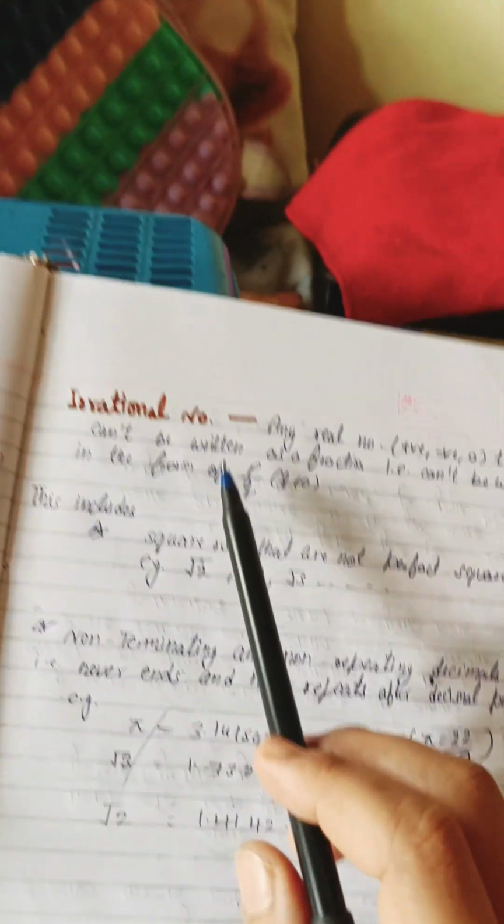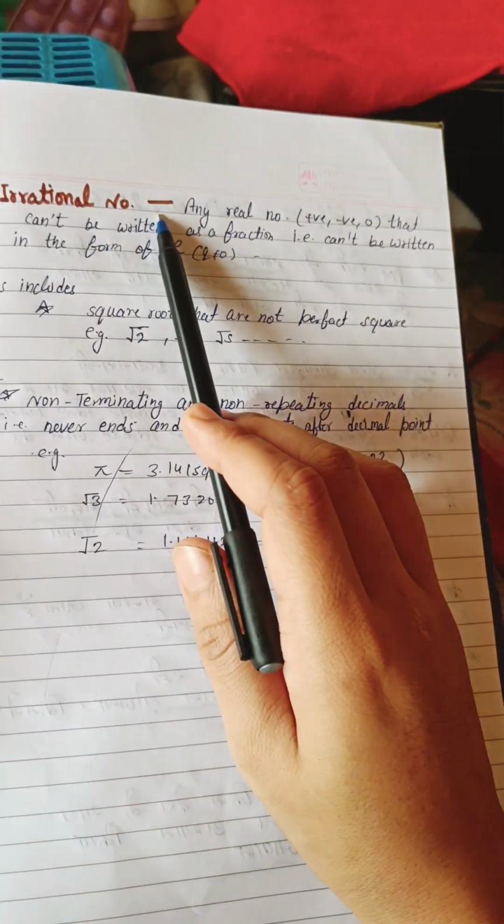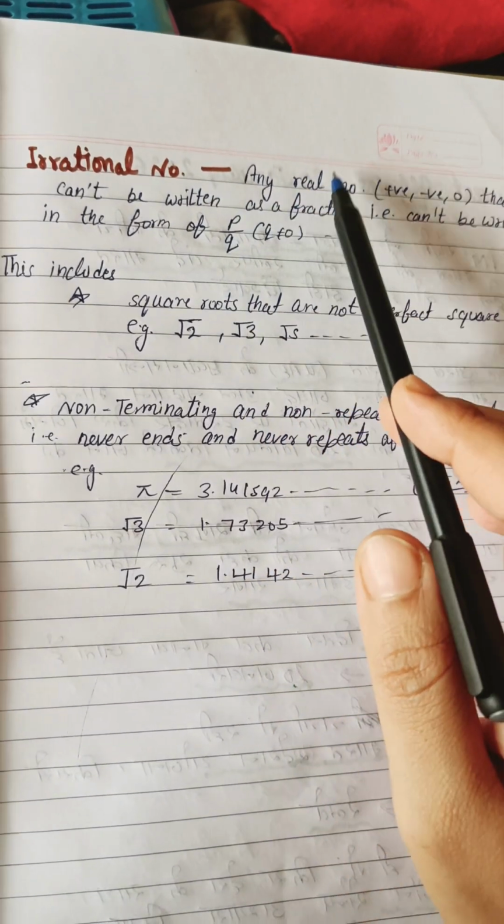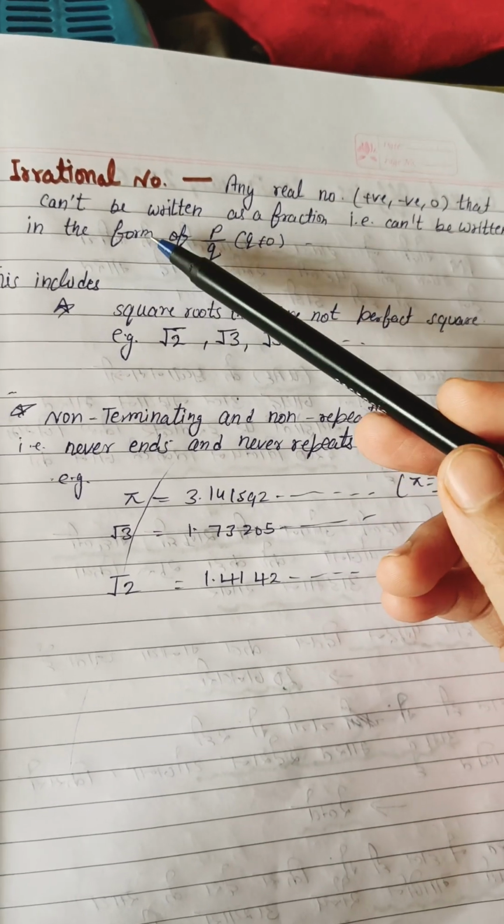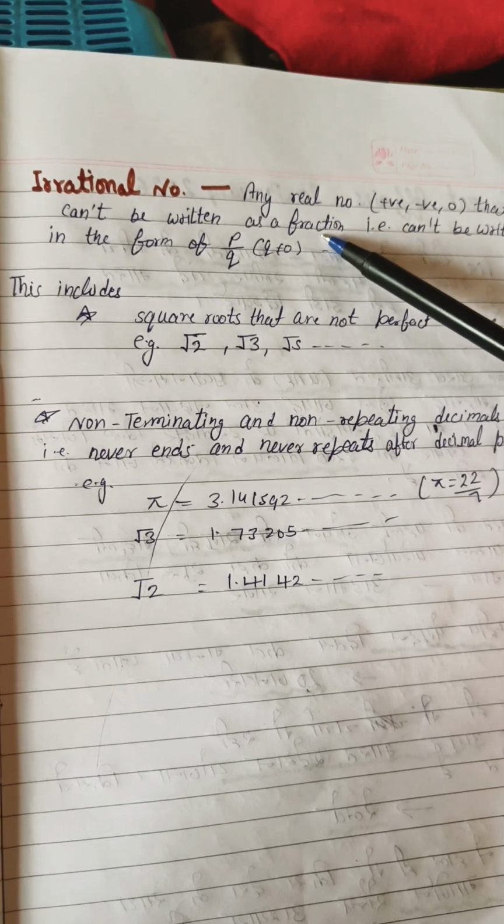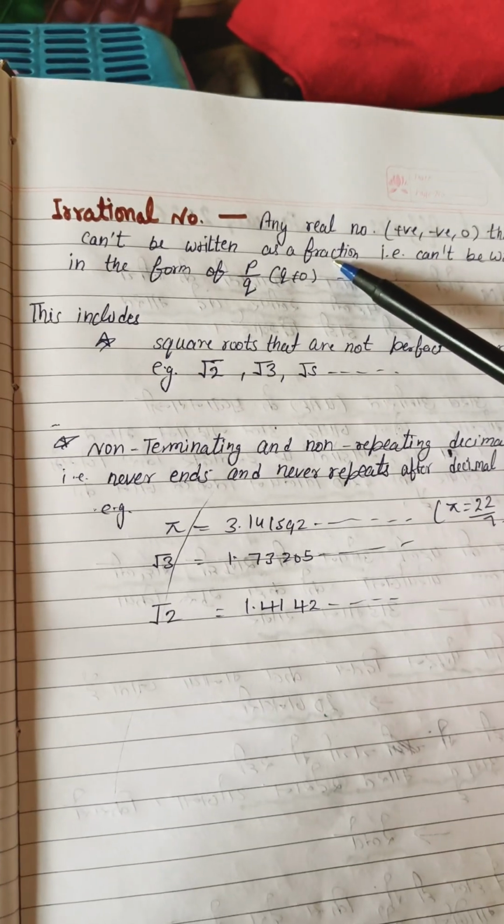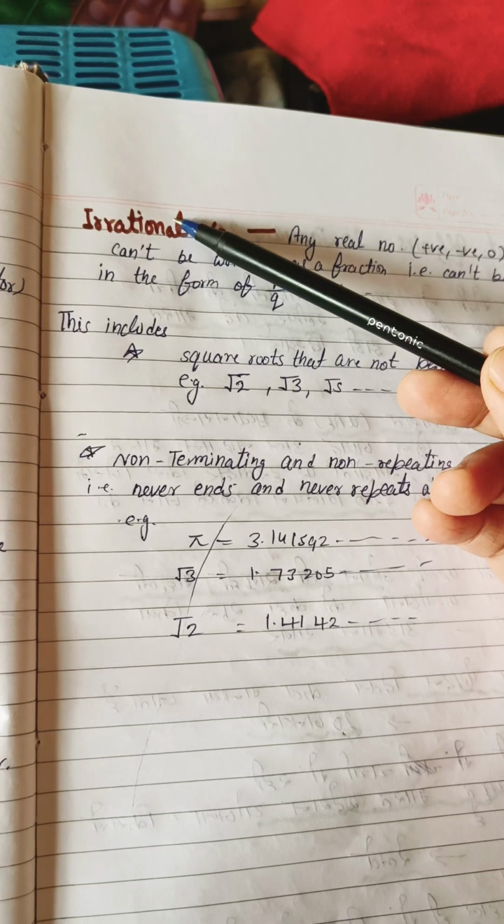The next is irrational numbers. Any real numbers, which may be positive, negative and zero, that cannot be written as a fraction, meaning we cannot write them in the form of a fraction, are called irrational numbers.